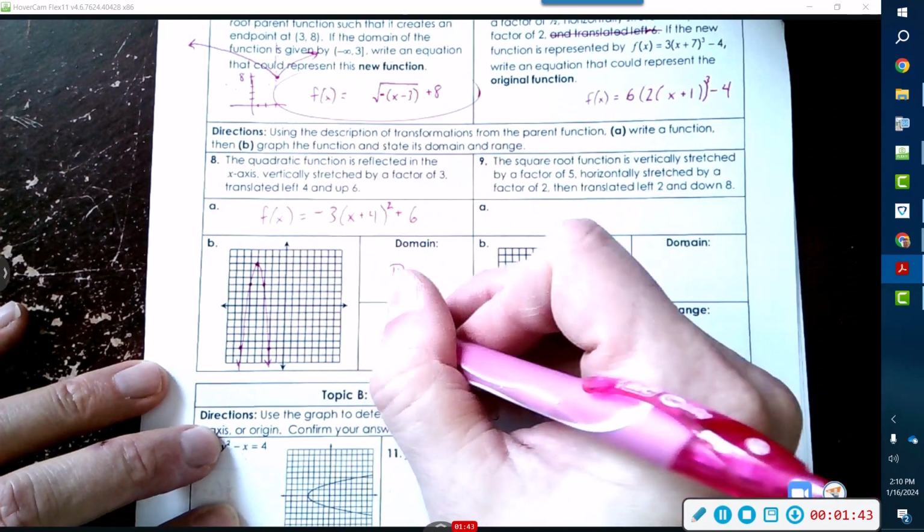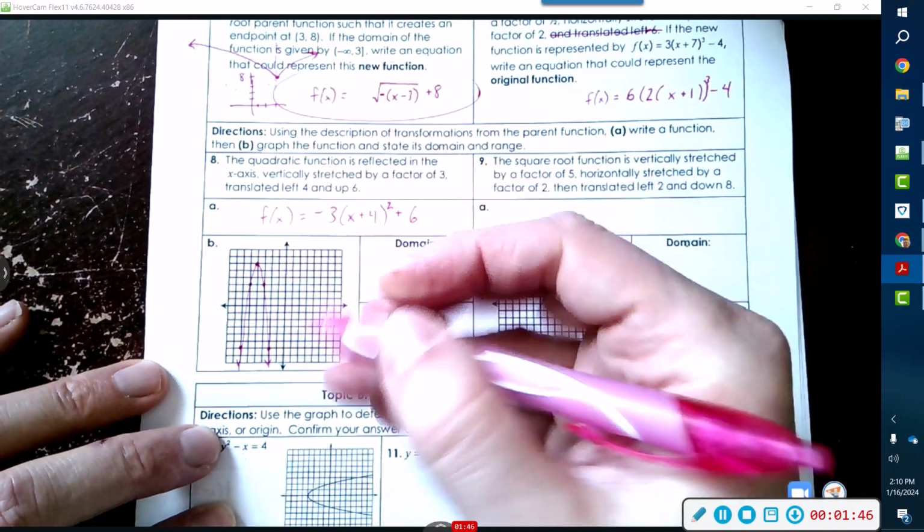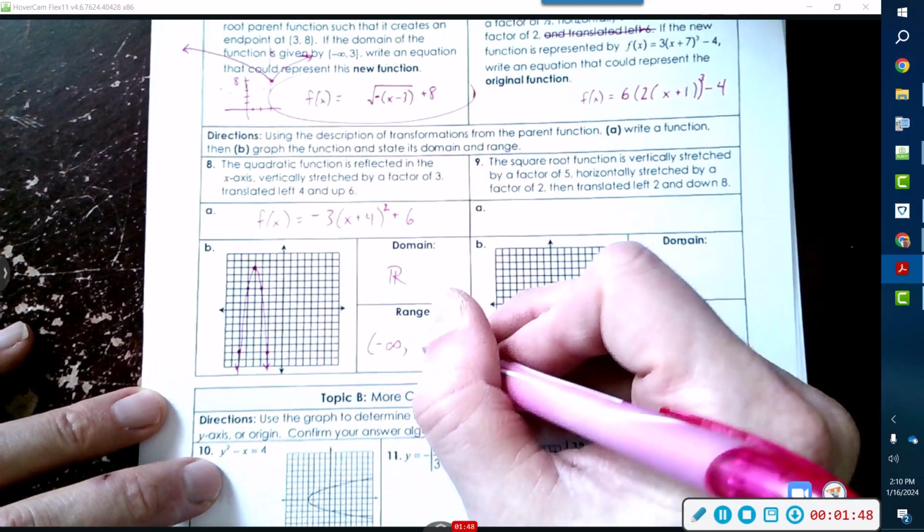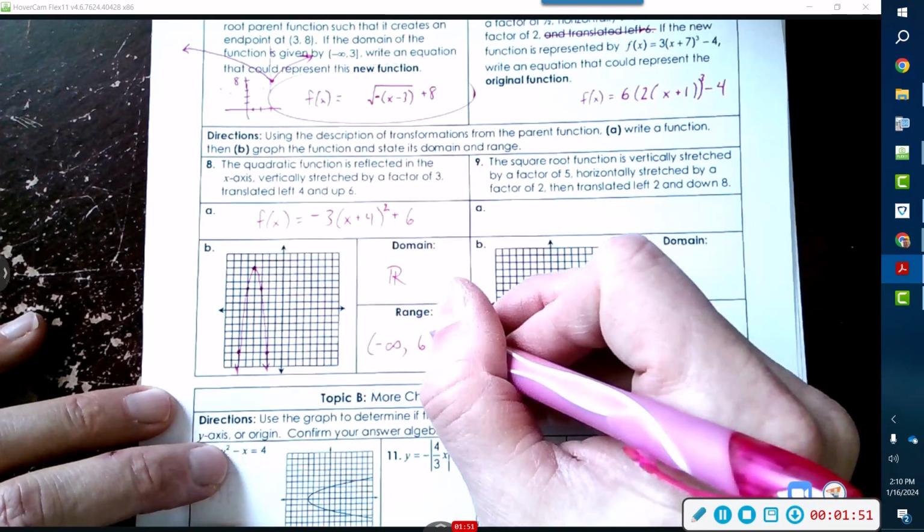And now we can clearly see that our range is going from negative infinity down all the way up to that point, which is positive 6. We will actually include him.